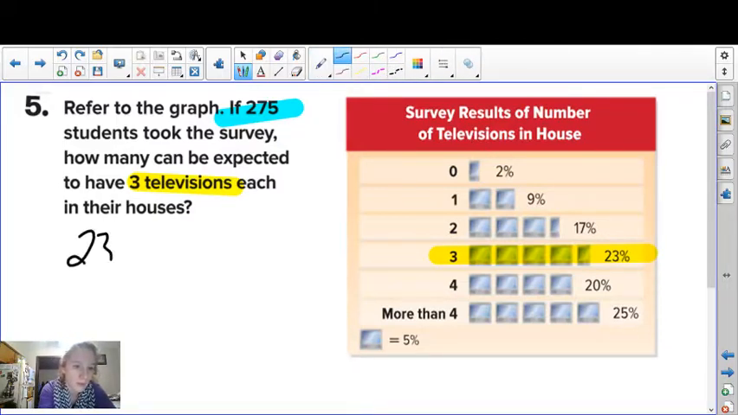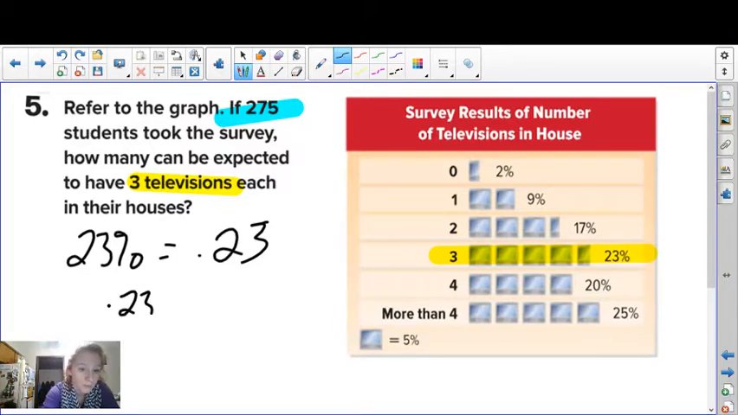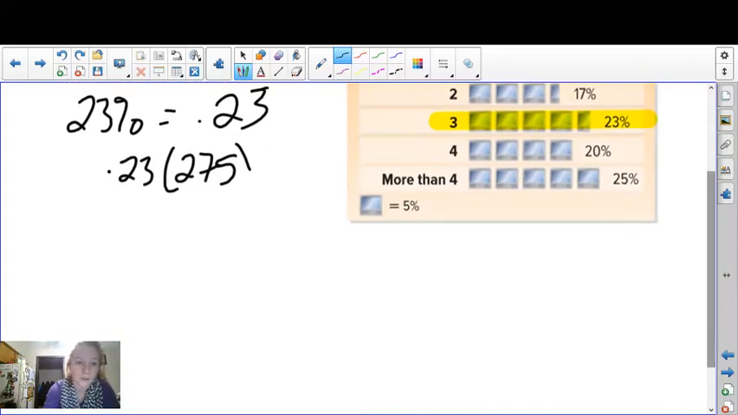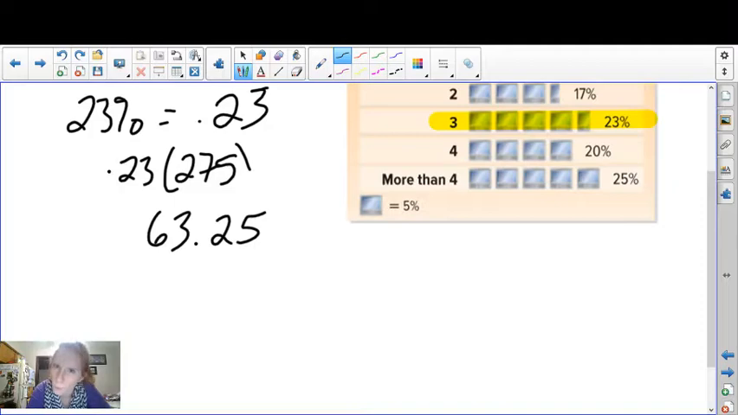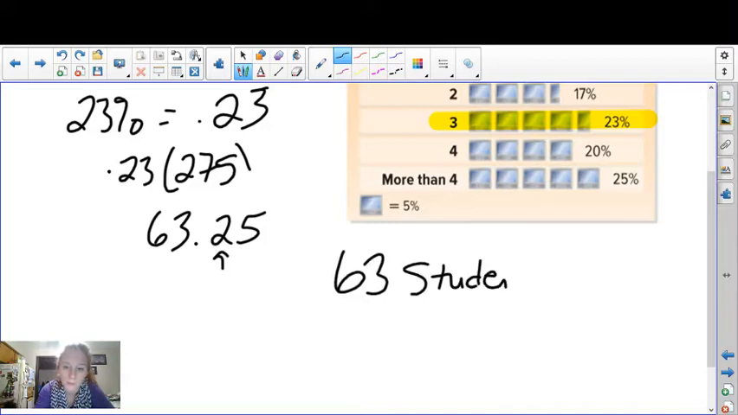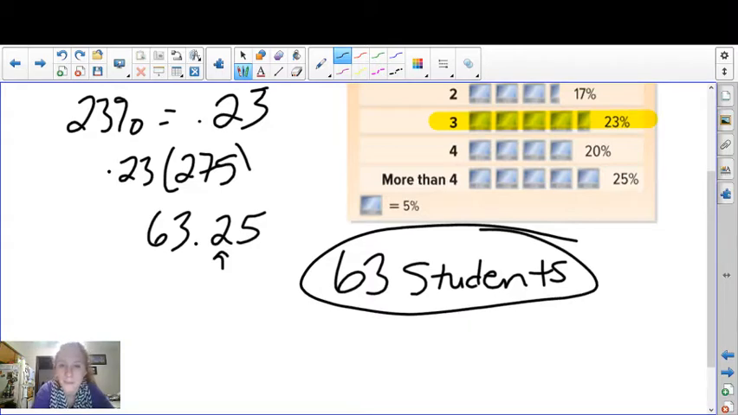So 23%, I like to do the decimal way. I don't know if I'm weird, but that's just what I do. So I do 0.23 times 275, which gives me 63.25. And then I ask you, can you have a quarter of a person? No. So because 2 is smaller than 5, we have to round down. So about 63 students have 3 TVs in their house.